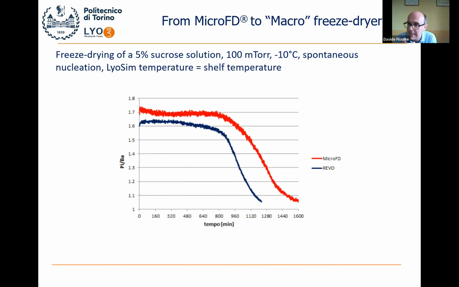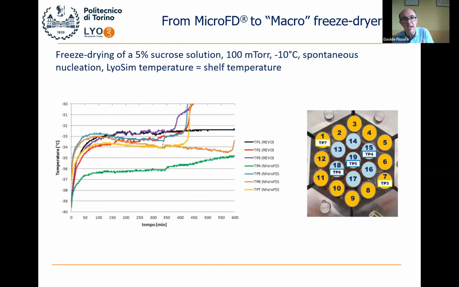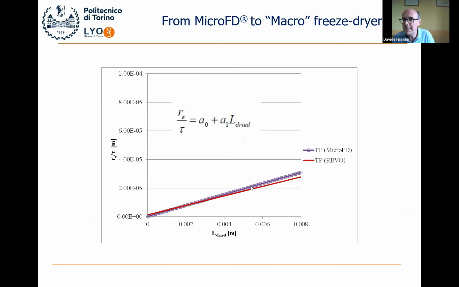So, in which way can I transfer the results obtained in micro to the other apparatus? Well, in the test, I have a temperature measurement. And here you may see the temperature measurement in Rivo and in MicroFD. They are different because I was not concerned about replicating in MicroFD the dynamics of the larger unit. Here, the point of view is from micro to macro. You may see in all cases I'm below minus 32, no collapse, no shrinkage at all. And here is the result, the cake structure.